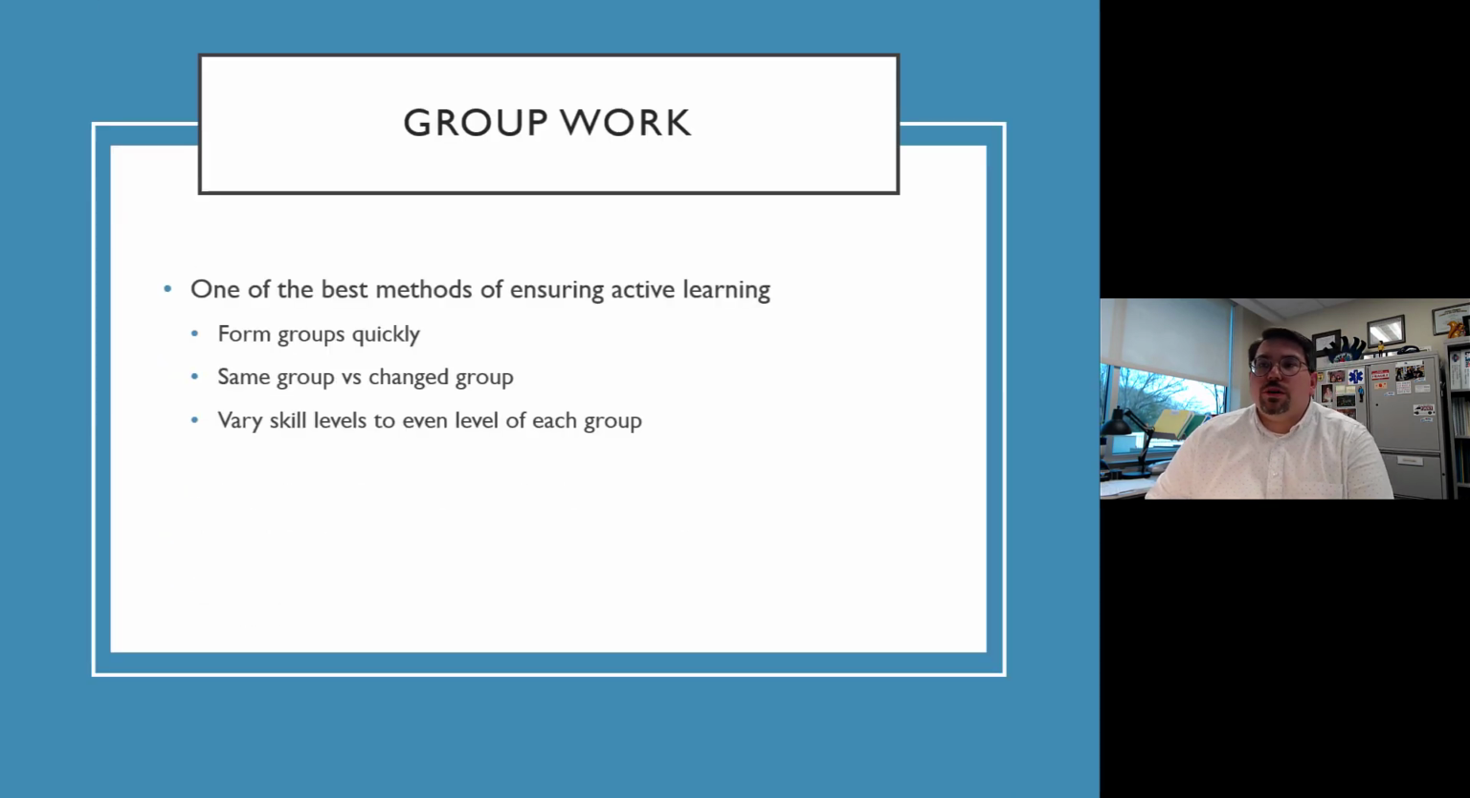When it comes to group work, it's one of the best ways of ensuring active learning. I love group work. Make sure that you have groups formed, or you can form them quickly. There are some benefits and downsides of the same group versus changing groups weekly. And the varying skill levels are going to determine how groups are assembled as well. I like to use squads, where the students get used to working together, but I also like to mix things up depending on what class it is.